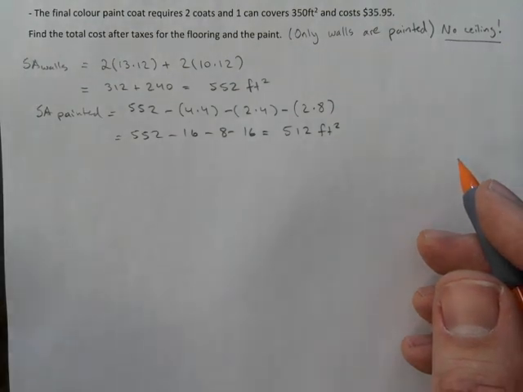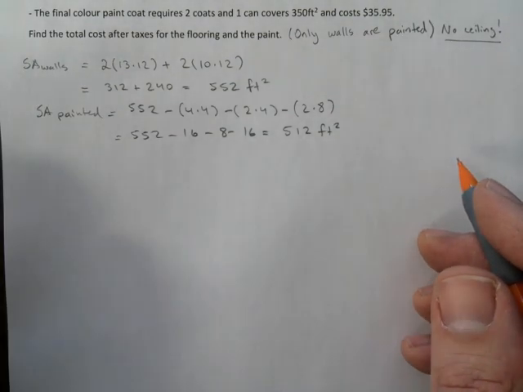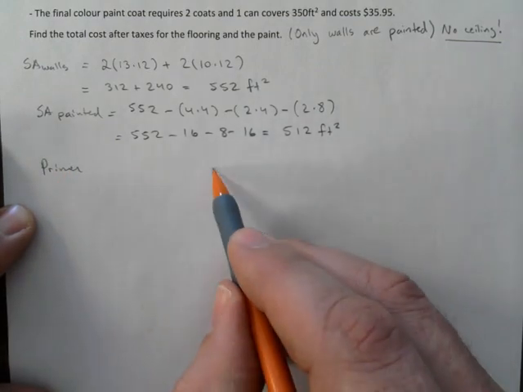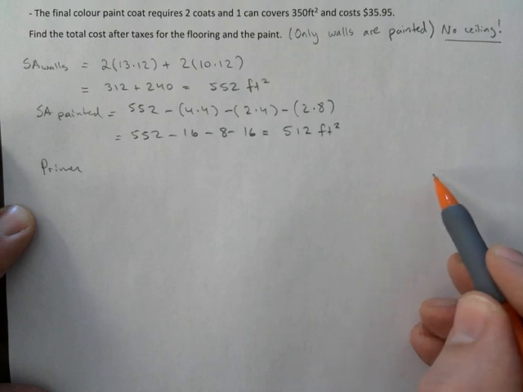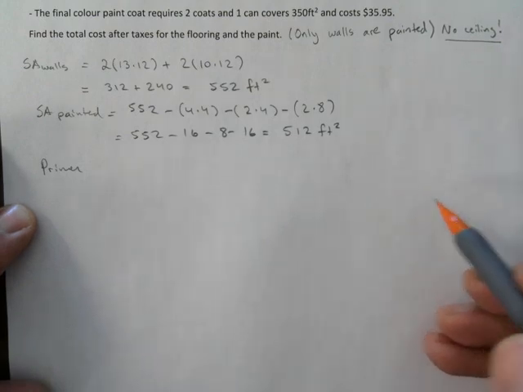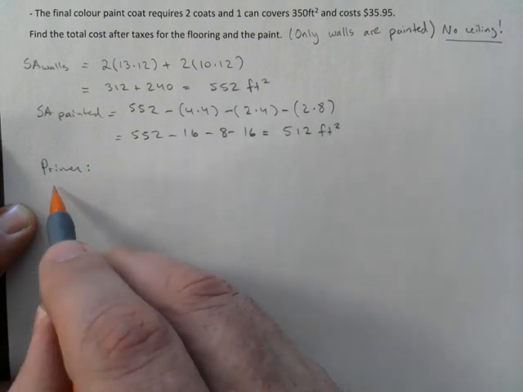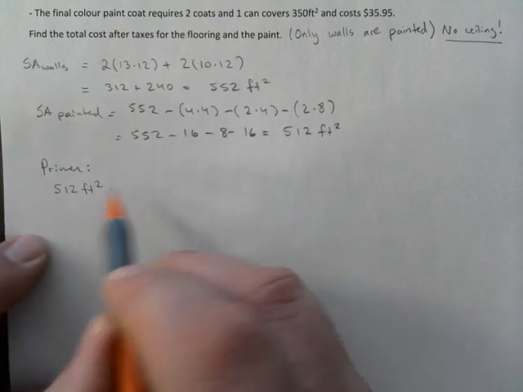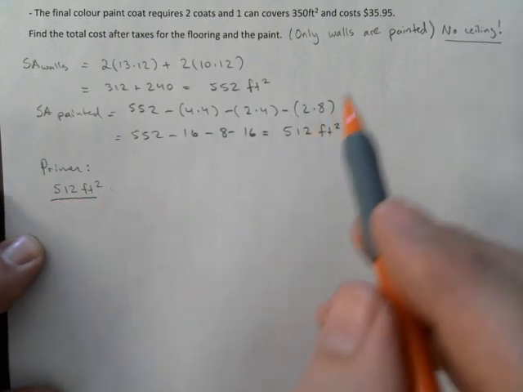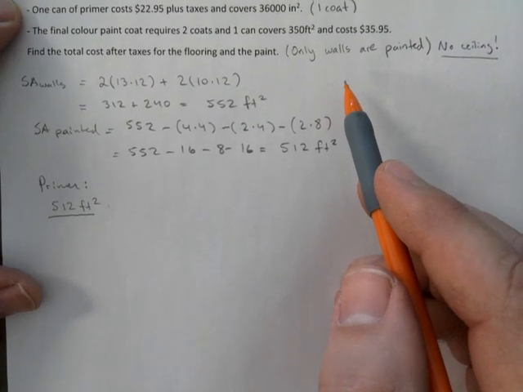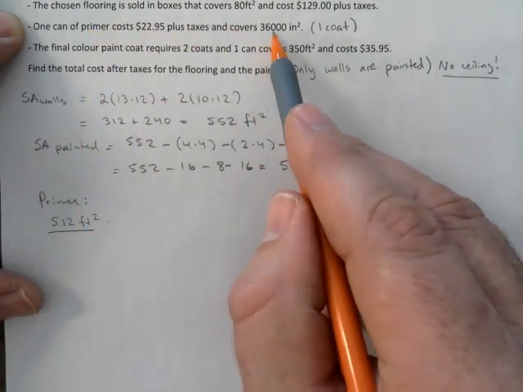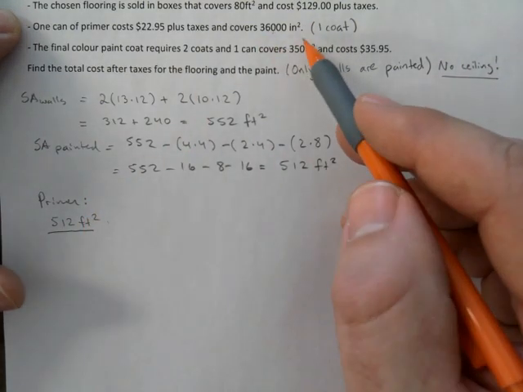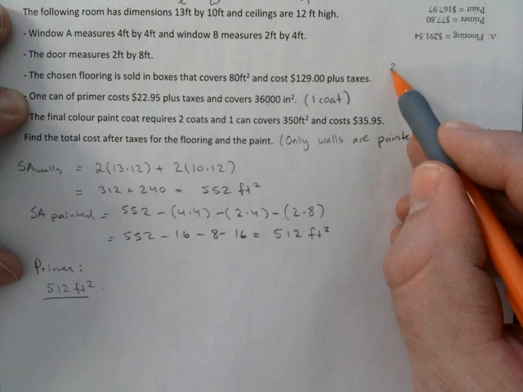So now it gets tricky. How am I going to do this? I'm going to kind of separate it into primer, paint, and flooring. How you did it, I don't really care. But if you do primer, I only need 1 coat, correct? So it's almost like times 1 coat. But I'm just going to go ahead and divide it by what a can of primer covers. 36 squared. Oh my goodness, I can't work that. So I'm going to just do that right here.